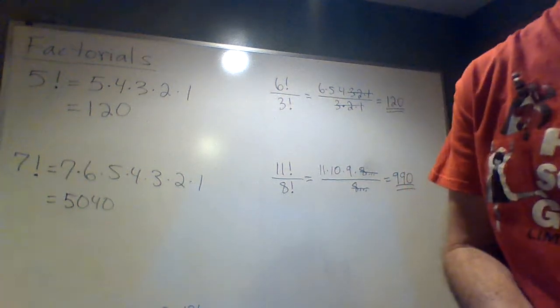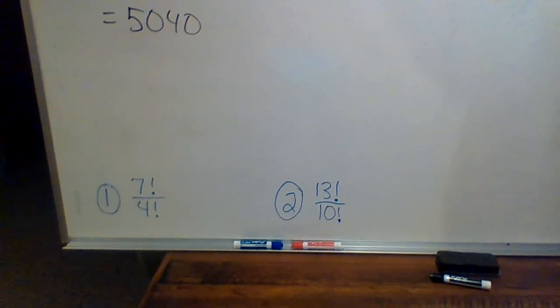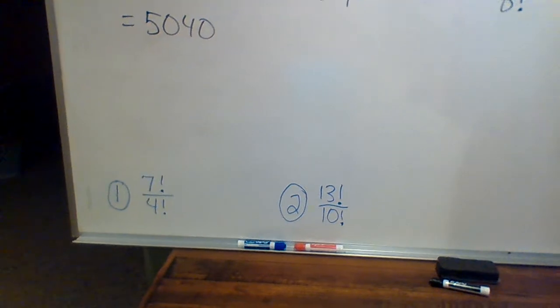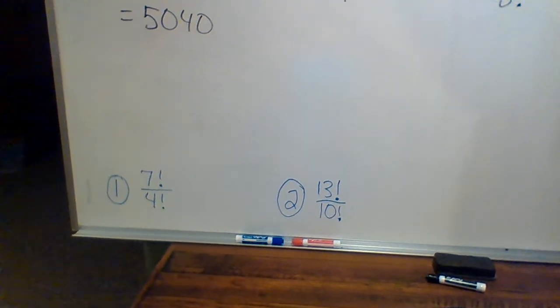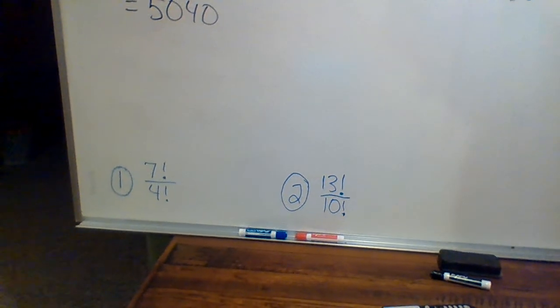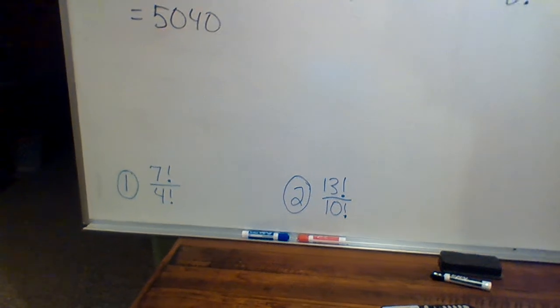So here's your 2 homework problems. The fraction ones are the ones we're really focusing on. So you got 7 factorial over 4 factorial, and then you got 13 factorial over 10 factorial. So just do those 2, stick them into the journal, and I'll check those.